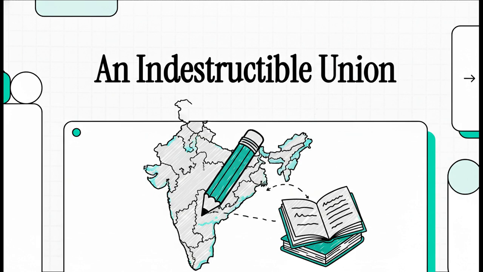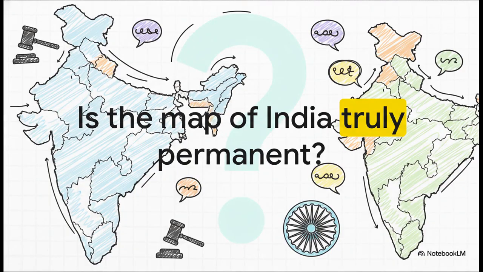it's still being redrawn. Seriously, think about it. We see this map all the time, and it feels so solid, so final. But the borders separating these states are, believe it or not, far from fixed. The story of how this map even came to be is this amazing tale of politics, language, and the very idea of what India is.